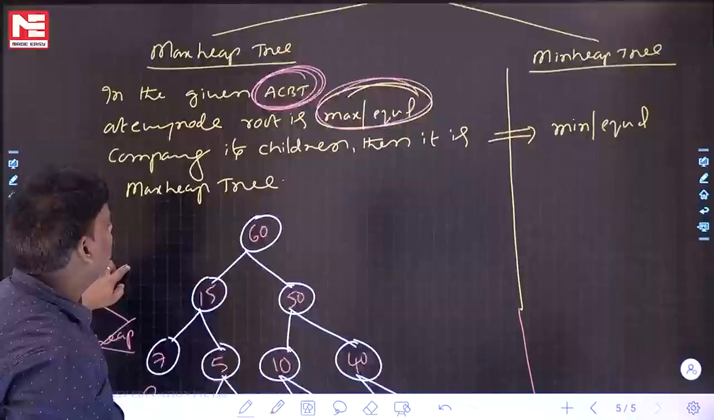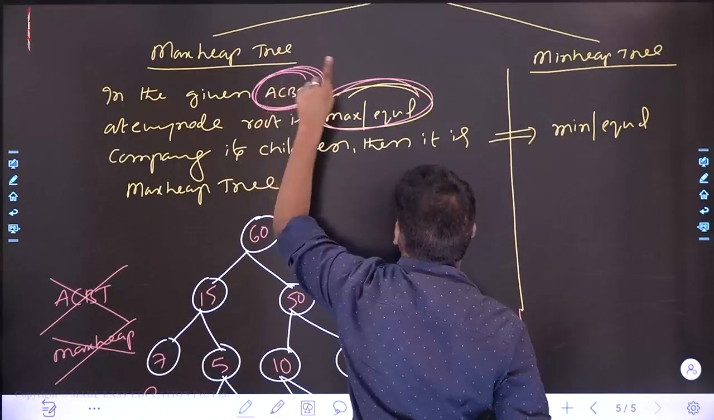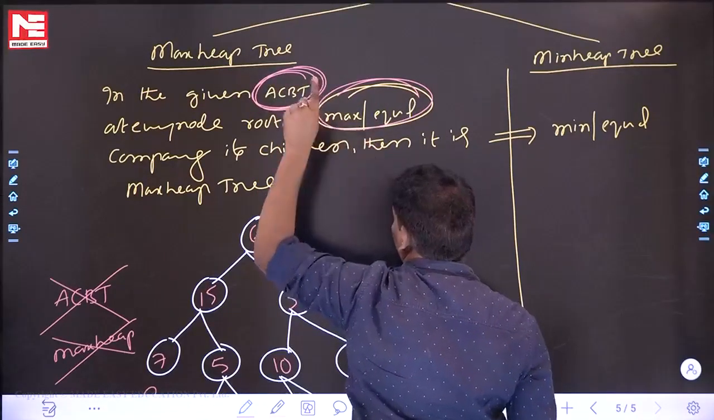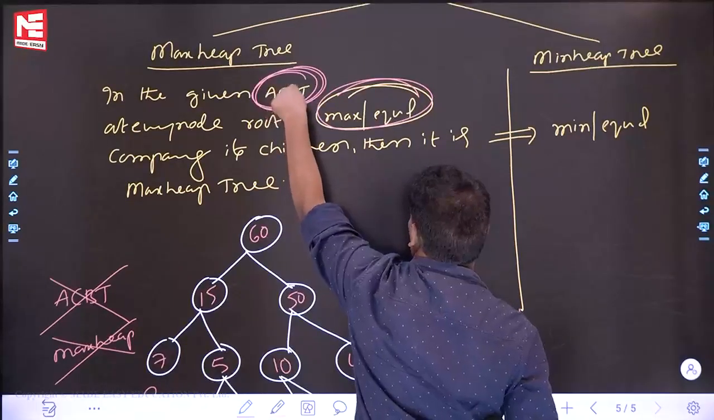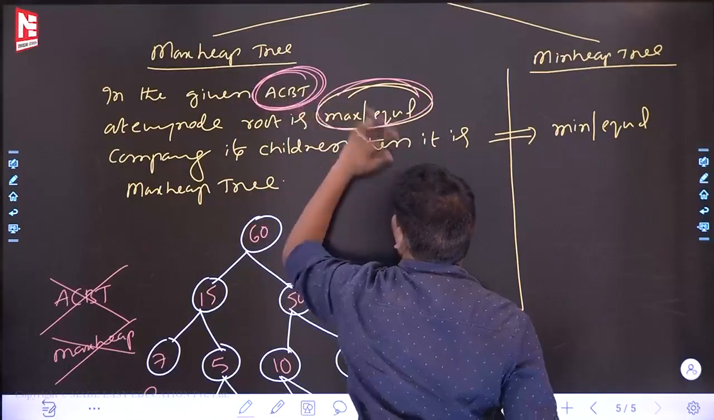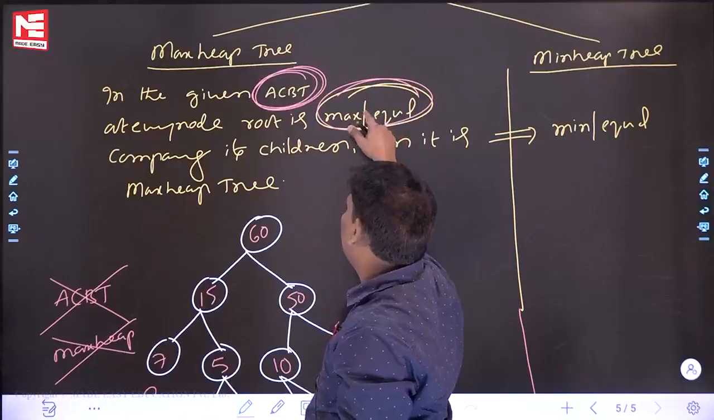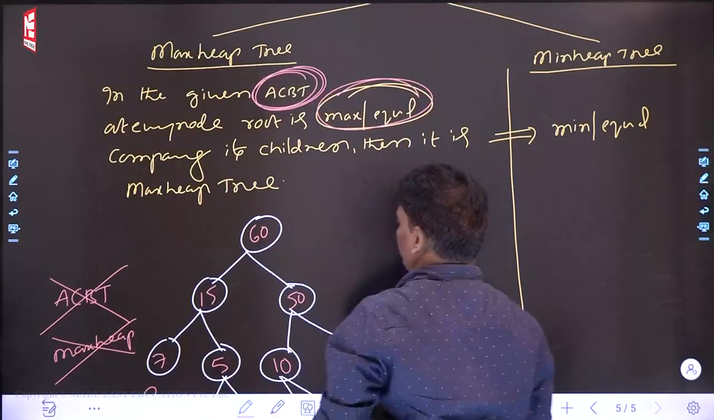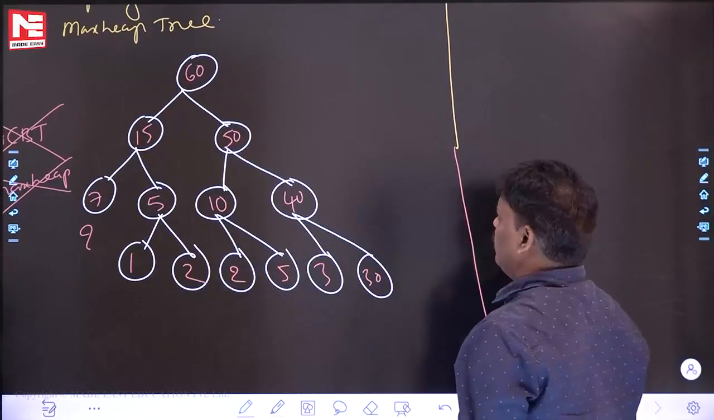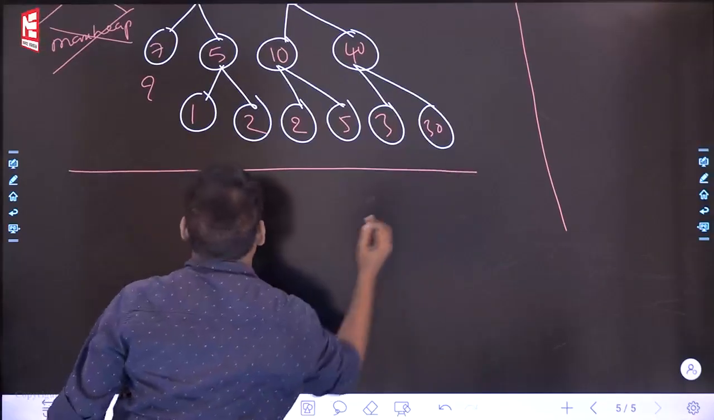So see the definition. This is a very important line. Those people who forget this line will give the wrong answer in heap trees. In heap sort, if anyone makes a mistake, it is only because they forgot this line. In the given almost complete binary tree, at every node root is maximum or equal, then it is known as max heap. If you remember this one, mistakes will not happen. So it is not a max heap because it is not an almost complete binary tree. Now some people are asking, sir, can you give one example of max heap? I am giving. See this one.